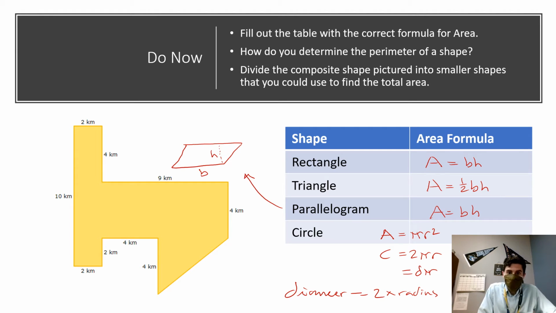Okay, the next thing is, how do you determine the perimeter of a shape? Well, the perimeter of a shape is just the outside. So you would add up the lengths of all of the edges, and that will give you the perimeter. Now the last part, divide the composite shape into smaller shapes to see if you can find the total area. So if we divide this up, we could slice it right here and right here, and you can see if we find the area of this rectangle, and this triangle, and add them together, we'll get the total composite area.